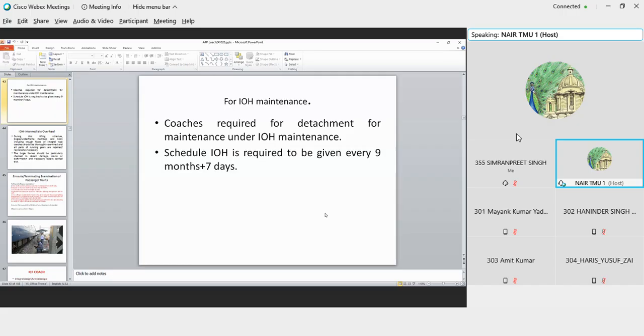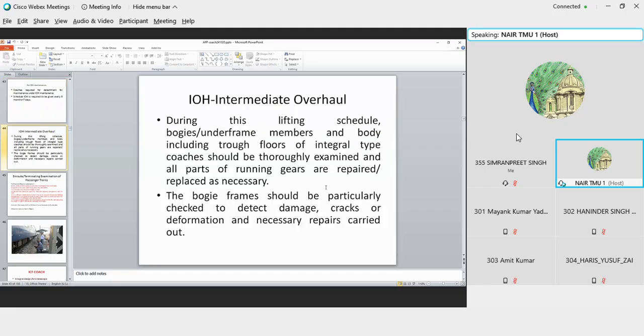But if the coach is due for the IOH schedule, we will detach the coach from the rake, take it inside the depot, lift it, attend to it, and then put it back inside the rake formation. So these are the important activities. The bogie frame should be checked for damage, cracks, deformations. So IOH is a very, very critical schedule which is done at the depot level.